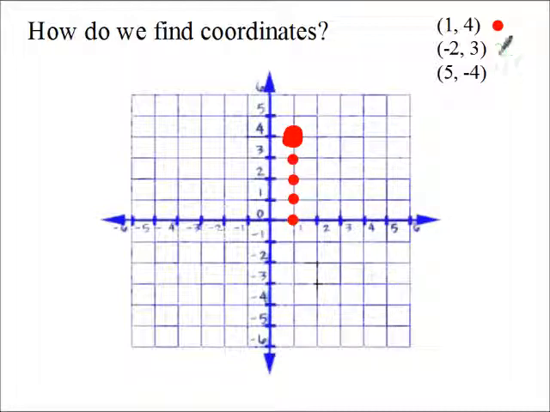Then you can plot the next point, which we're going to make green. The x value is negative, so instead of going to the right to start, we're going to go the opposite direction and go left 2 spots. The y value is positive in this case, so we're going to go up 3. 1, 2, 3.